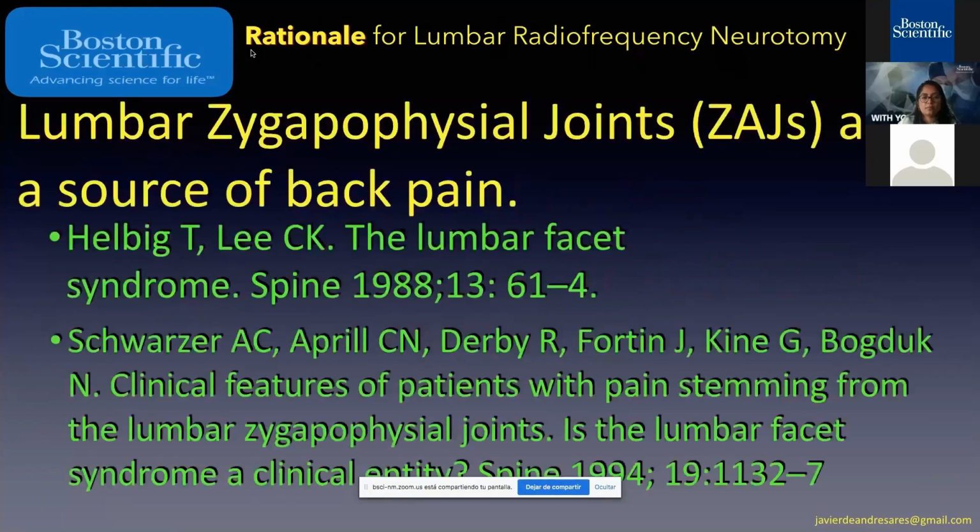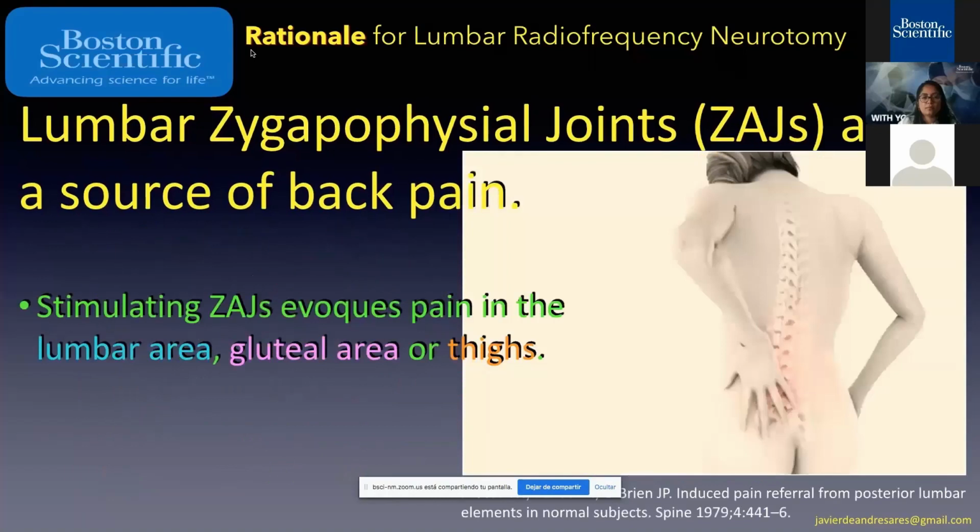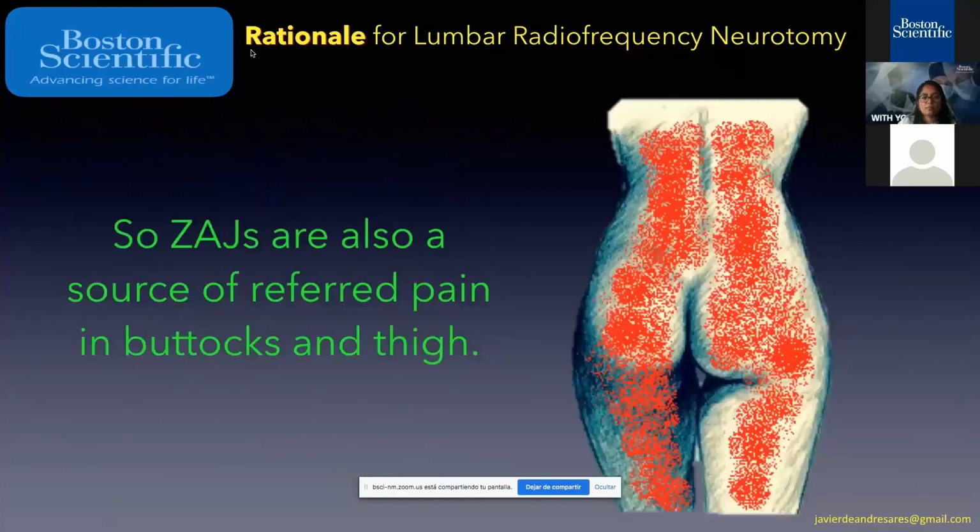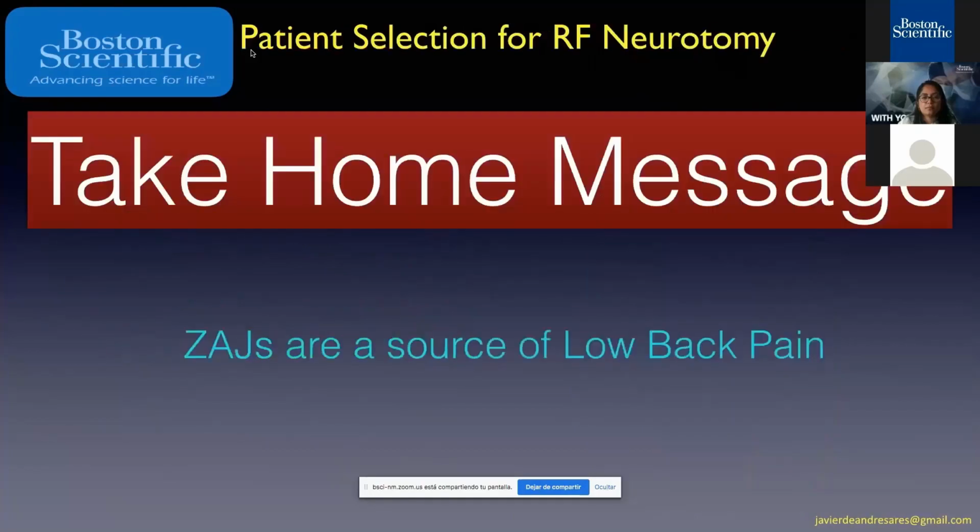But why are lumbar zygapophyseal joints important? Well, they are important because, as we said before, they are a source of low back pain. Stimulating zygapophyseal joints evokes pain in the lumbar area, gluteal area, or thighs. So zygapophyseal joints are also a source of referred pain in buttocks and thighs. So the take-home message would be: zygapophyseal joints are a source of low back pain.